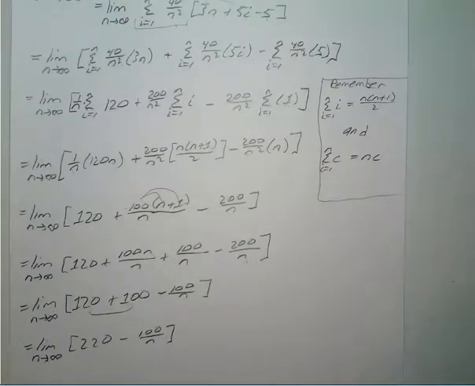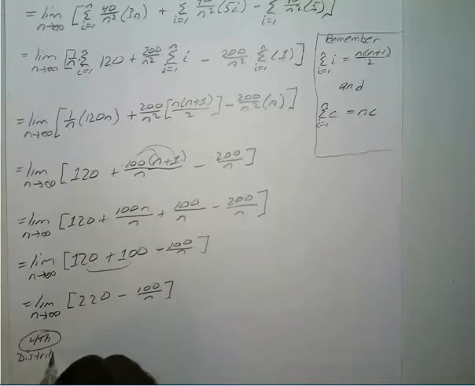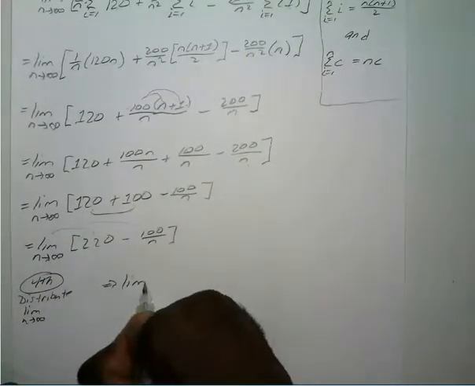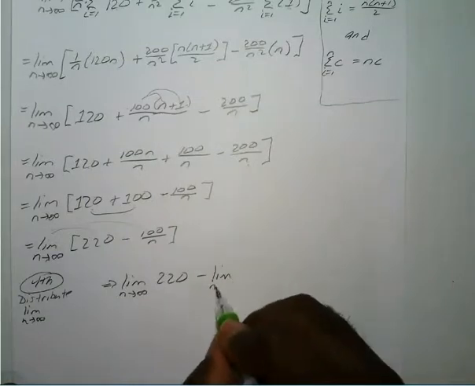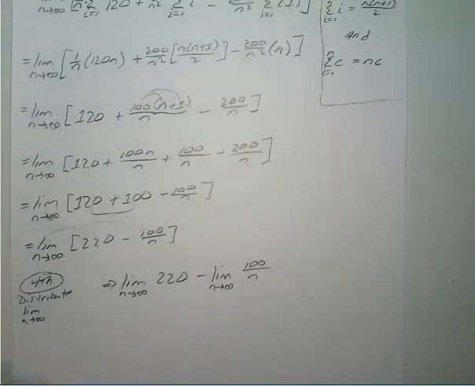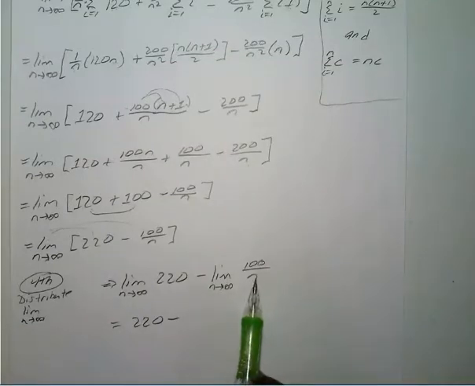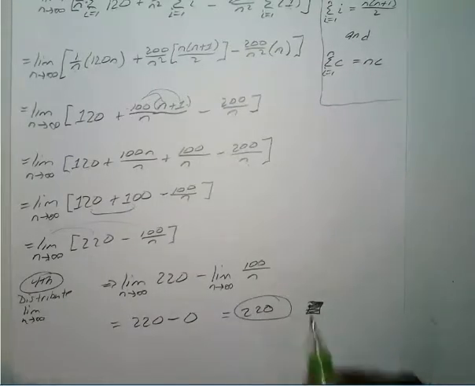Okay. Which brings us to our fourth step, which is just to distribute your limit as n approaches infinity. Let's bring that up a little bit more. There we go. If we distribute that, we end up with the limit as n approaches infinity of 220 minus the limit as n approaches infinity of 100 over n. We know that the limit of a constant is just that constant. So you have 220 minus, the limit as n approaches infinity of a constant over an infinite or approaching infinite value is just going to be 0. So you end up with 220 as your Riemann sum.